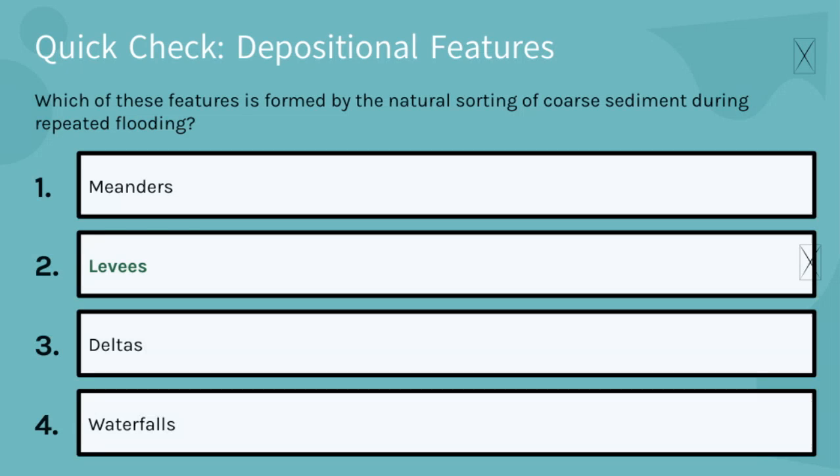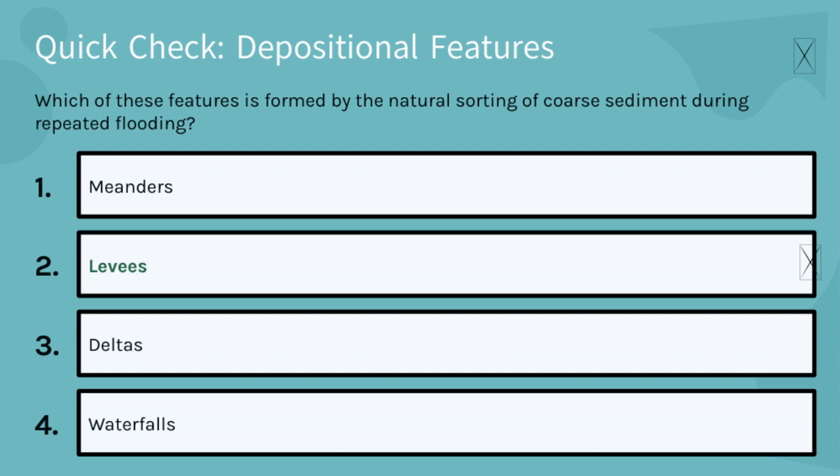The correct answer is levees. Levees form when a river floods and spills over its banks. As the water leaves the river channel, it quickly loses energy. The largest and heaviest sediment is deposited first, close to the river channel. Over many flood events, this builds up into raised banks called levees.